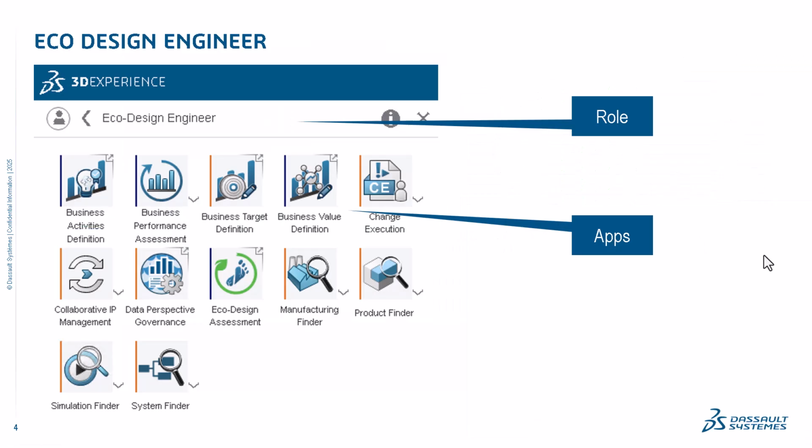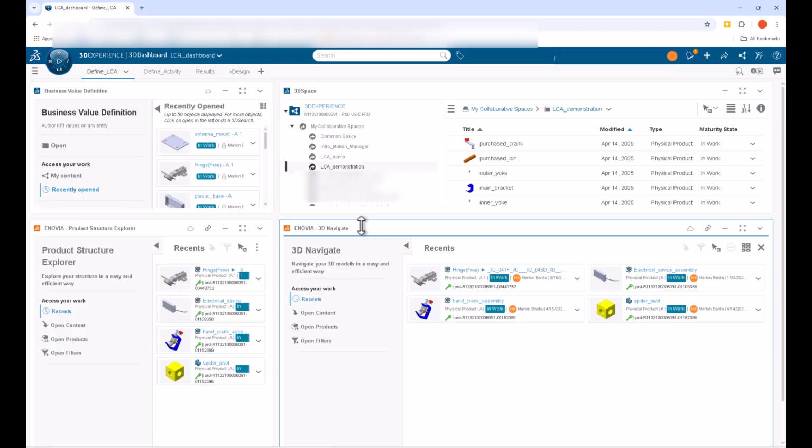Next, we will take a look at the Eco Design Engineer role and review some of the apps in the role. And then I'll show you how to create a dashboard so you can organize the applications you need to perform your lifecycle assessment. So we log back into the 3DEXPERIENCE platform.